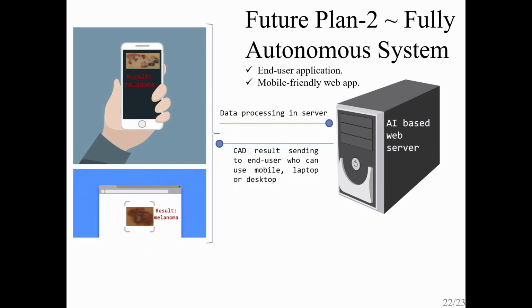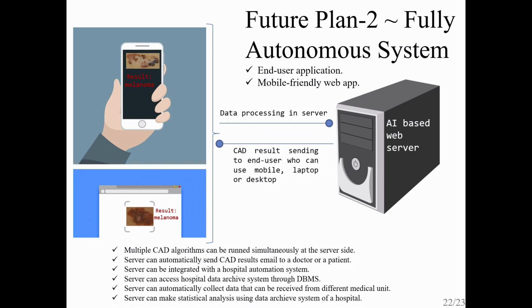Imagine if you use smartphone camera, we can capture the image, and then web server can resolve fast whether the image is melanoma or nevus in this case. This server has several capabilities. For example, I can run multiple CAD algorithms on the server side and automatically send these results emailed to a doctor or a patient. Server can be integrated with hospital automation system and access hospital data archive system with database management system and so on and so on.